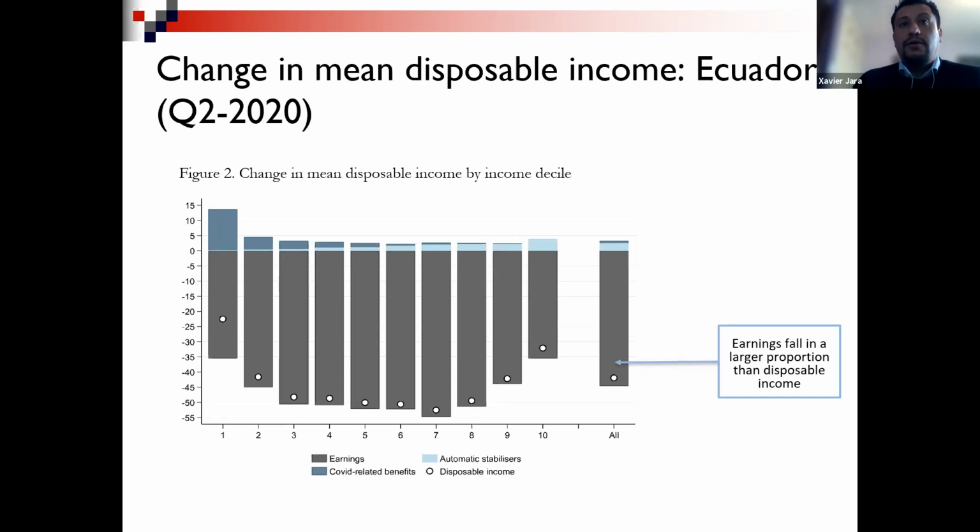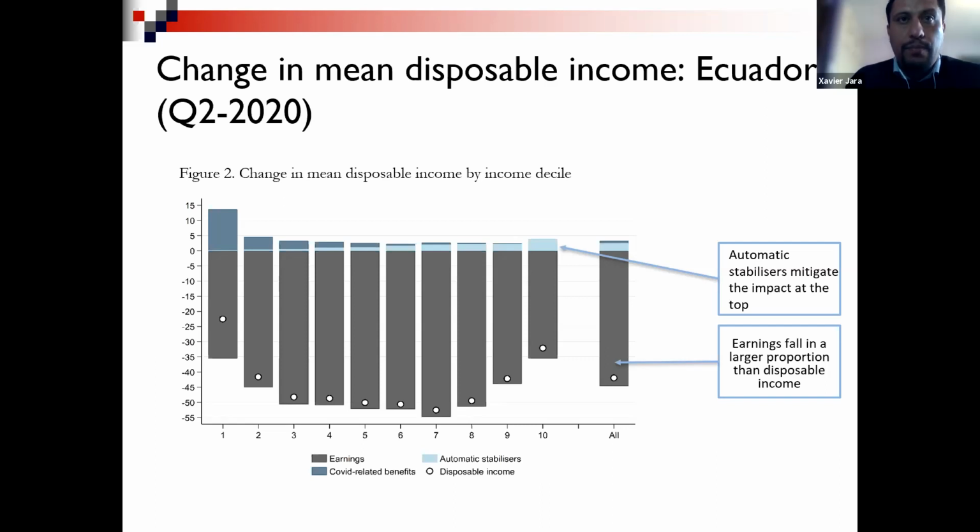But now if we concentrate on the black bar, so this is the contribution of earnings, what we can see is that in all cases, the black bars are below the white circle. This means that earnings dropped in a larger proportion than disposable income. And why should we expect this? Because of the contribution of the two other factors, okay? At the top of the distribution, this is the bright blue bars, we observe the contribution of automatic stabilizers, okay?